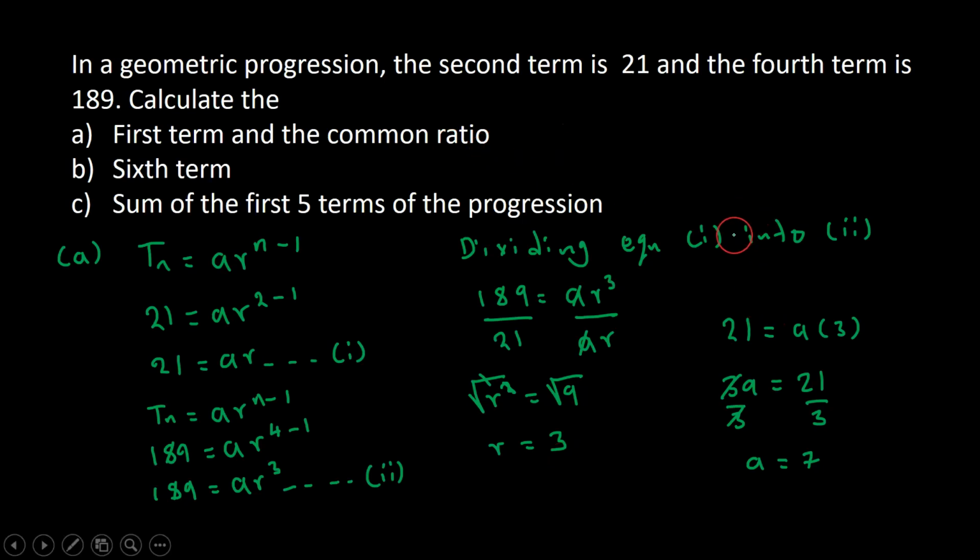We can go to the second part of the question, which is finding the sixth term. We write our formula for the nth term, ar^(n-1). We are finding the sixth term, so where there's n, we will replace with 6. T6 equals, where there's a, we said it's 7, and where there's r, it is 3, to the power 6 minus 1.